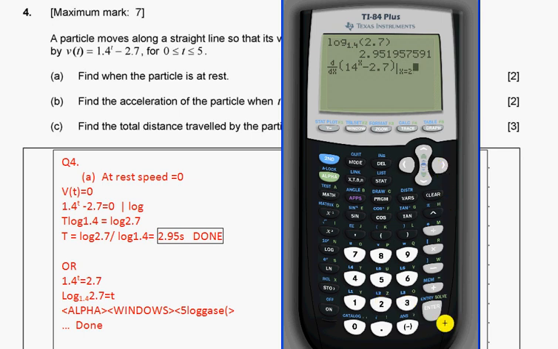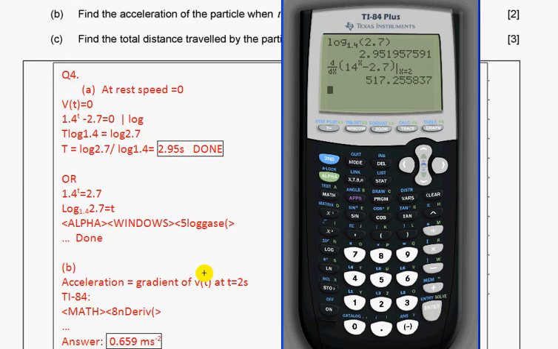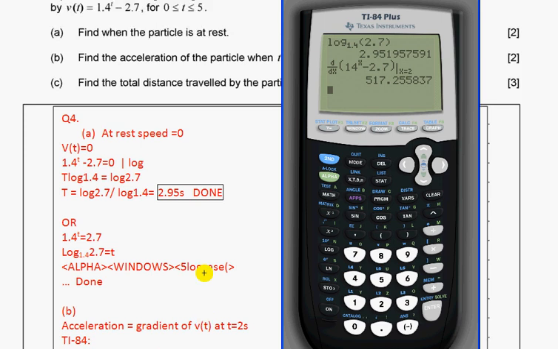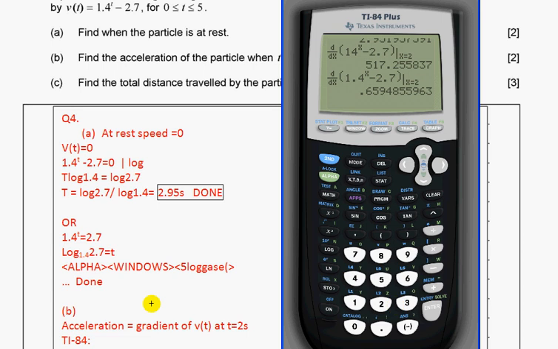And for some reason we got a wrong answer. Why? Because I didn't put 1.4, I put 14. So let's return back, let's press enter, and let's correct. Now it is correct, I press enter, and only now I get the correct answer. So this is 0.659 meters per second squared.